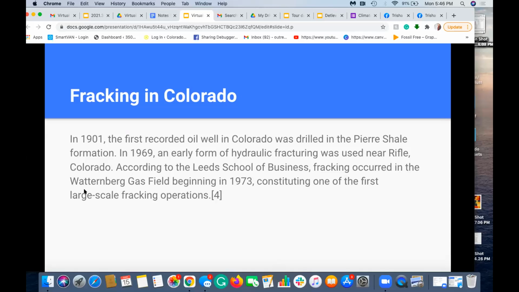Perfect, awesome. So fracking in Colorado has been around for a long time. The first recorded oil well was actually drilled in 1901. Again, that's oil. And they switched to hydraulic fracturing, which is a relatively new style of drilling for oil and gas. The first time that hydraulic fracturing was used was near Rifle, Colorado, which was actually in 1969.